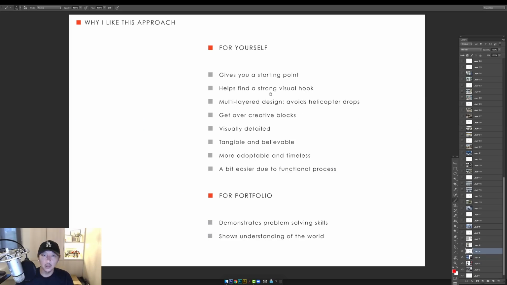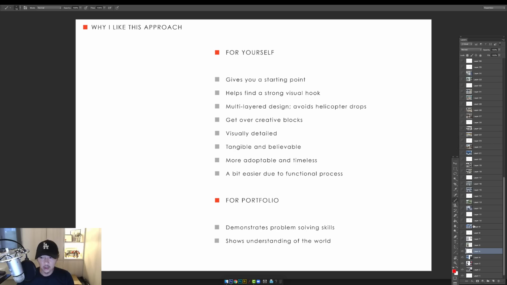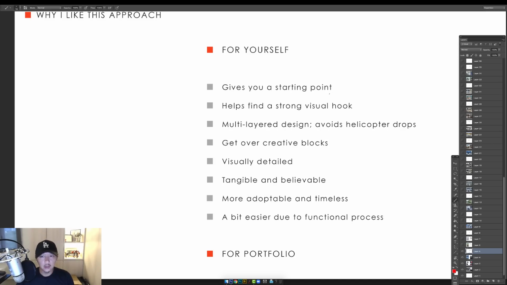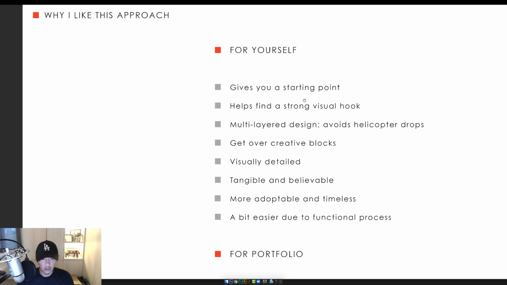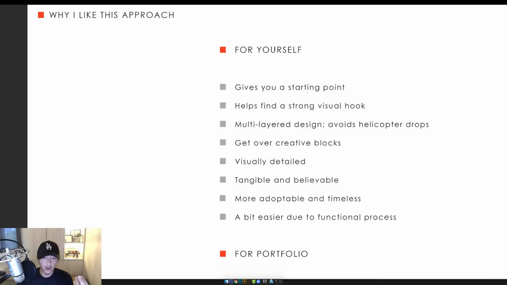Let's go here. Okay, so why do I like this approach? For yourself, the reason why I like this when you're doing this as a portfolio is that first it gives you a starting point. When you have a function to solve, like the castle approach, you have to protect this little family. How do you do it? Okay, build the bedroom, build the walls, build the towers, build the outer walls, build the stables, and so on. You kind of go from in to out. It gives you a starting point.